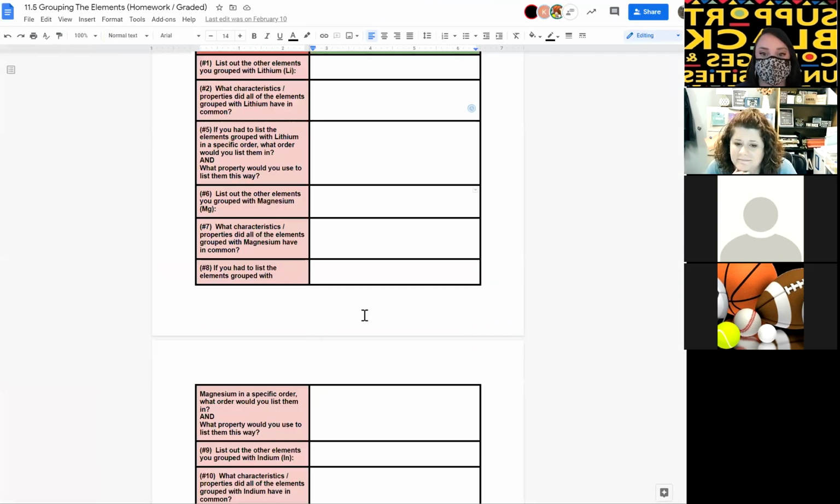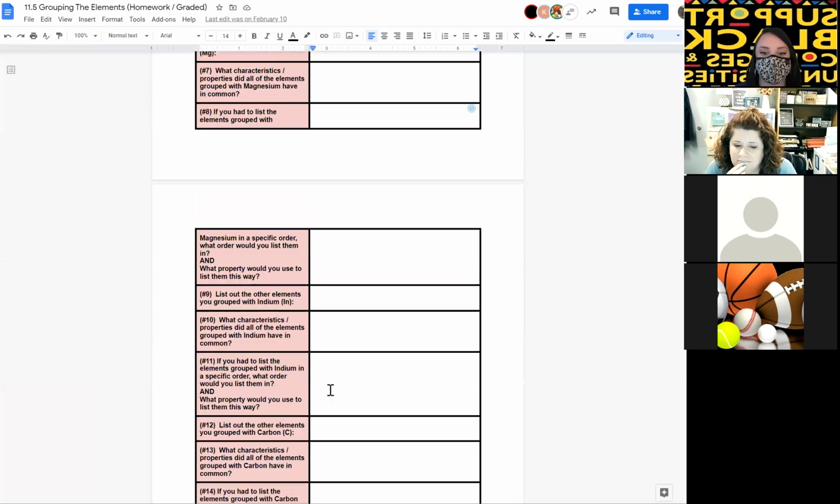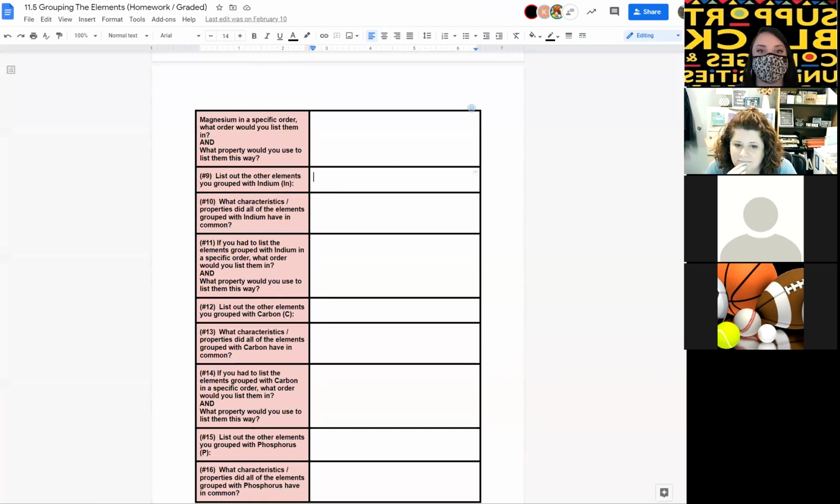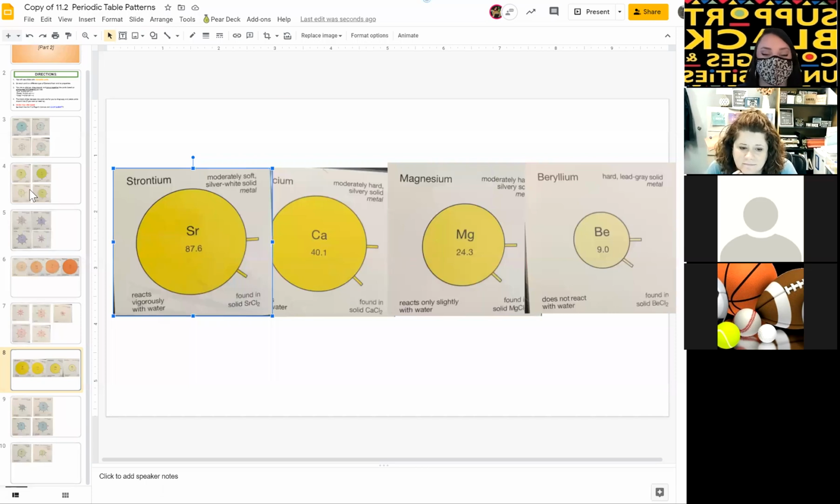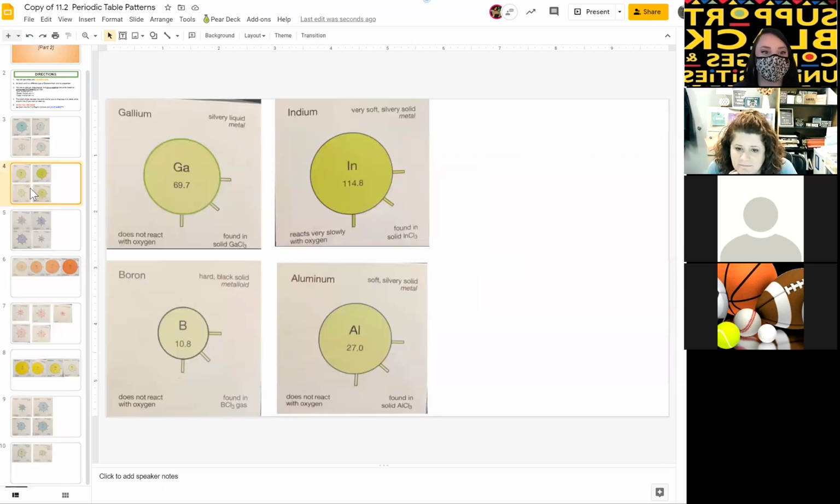Okay, so now let's look at our next set here. Our next group of elements for number 9, 10, and 11 are the ones with indium. Indium is kind of a pretty name, huh? All right, so the other elements we grouped with indium were Ga, gallium, B for boron, and Al for aluminum. Characteristics I see here again: they're all metals. They all have the same color, which is this kind of light lime green. They all have 3 sticks, and their reactivity all mentions oxygen. Okay, if I were to sort these, who could tell me how to sort these? What order would I list them out in?